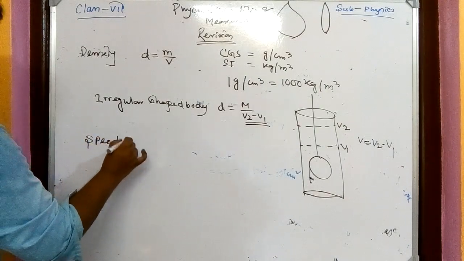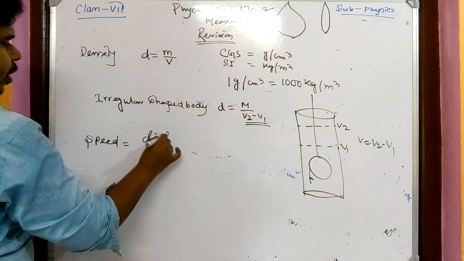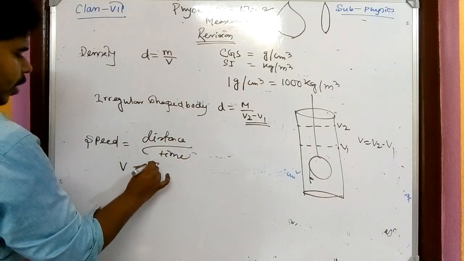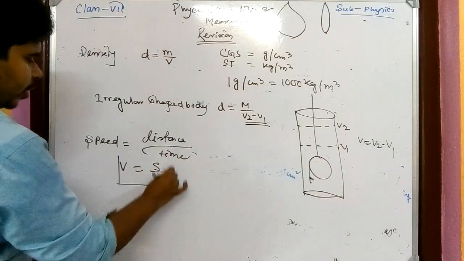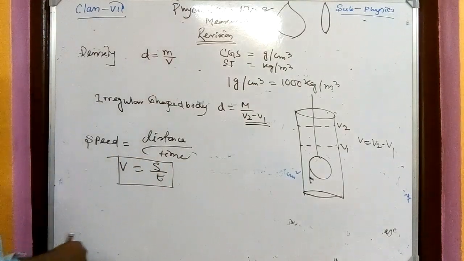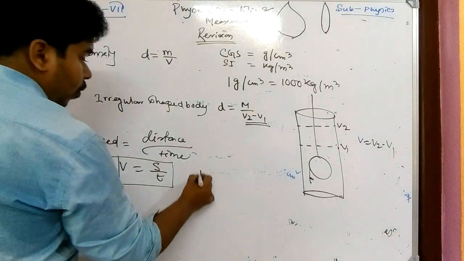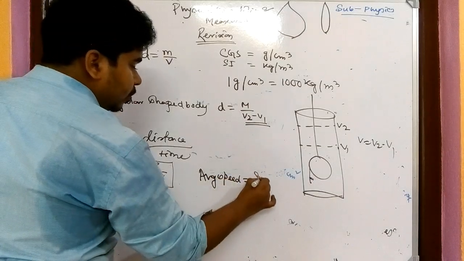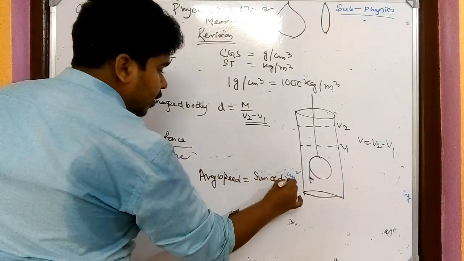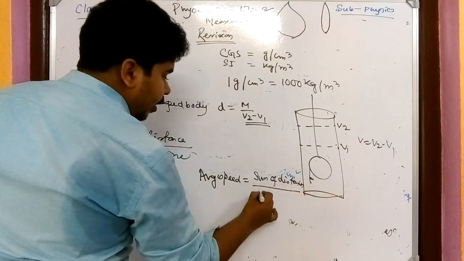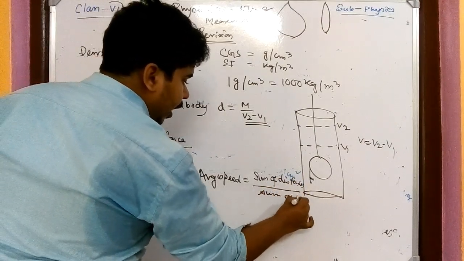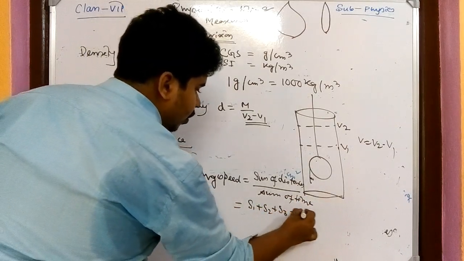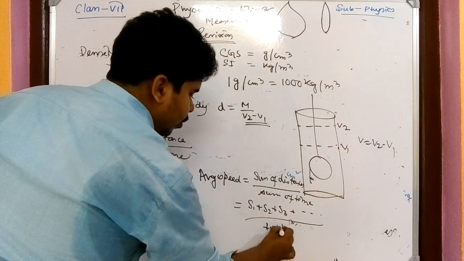Coming to the last portion, we have learned speed. What is speed? We have learned speed equals distance by time. So V equals S by T, generally we have denoted. Apart from this, we have learned average speed. What is average speed? Average speed is the sum of distances by the sum of time. That is S1 plus S2 plus S3 and so on, by T1 plus T2 plus T3.